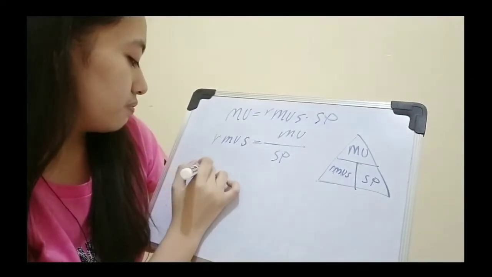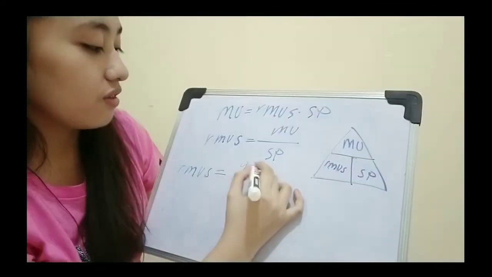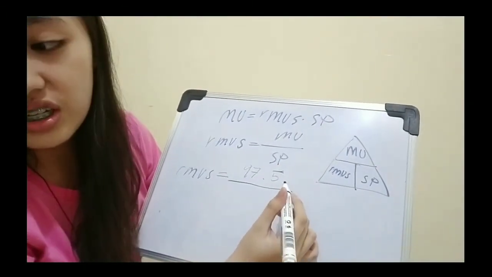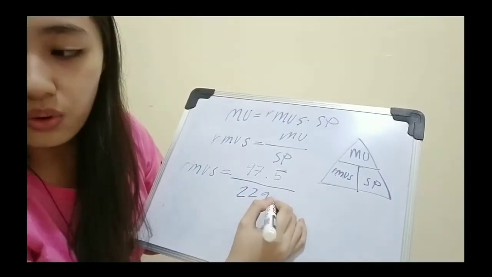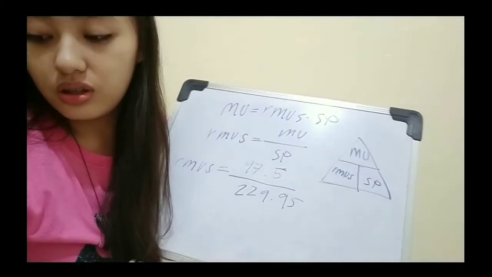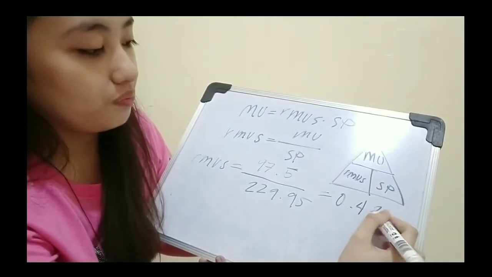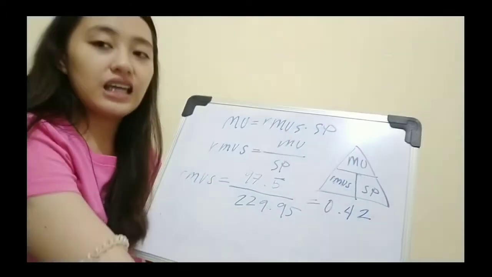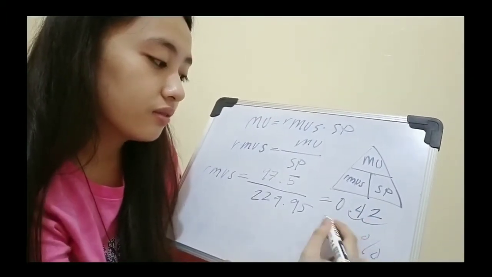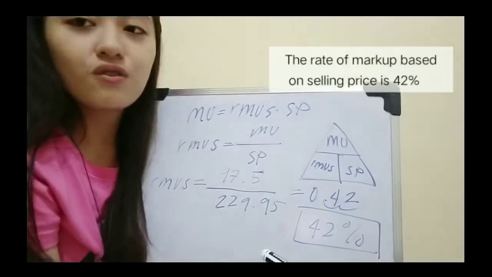So ngayon, yung markup na nahanap natin kanina ay 97.5 over the selling price, which is 229.95. So, divide lang natin sila. And then, ang magiging sagot ay will be equal to 0.42. So, since rate ulit ang hinahanap natin, na dapat percentage. So, therefore, the rate of markup based on selling price is 42%.